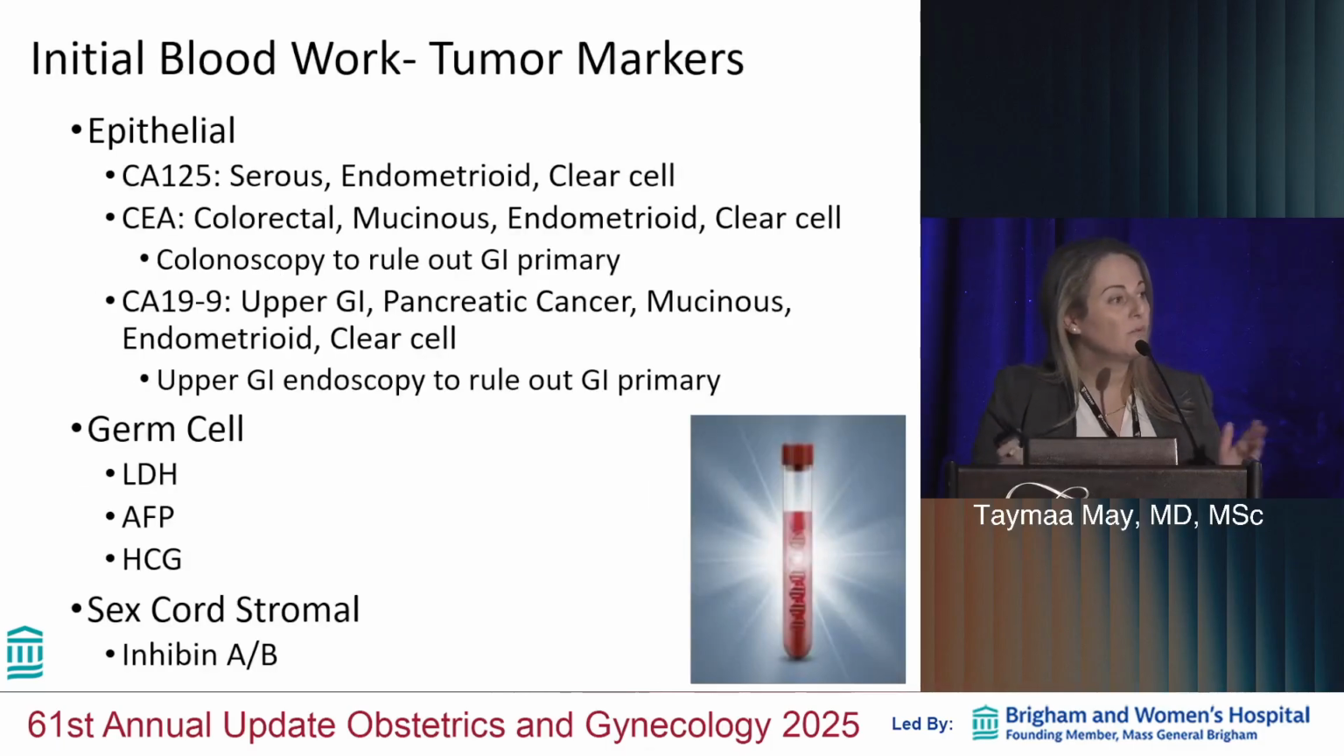So blood work, tumor markers: we have epithelial tumor markers and germ cell tumor markers, and then sex cord, looking back at the three components of the ovary, you can check for each.